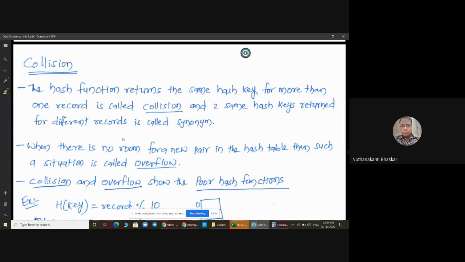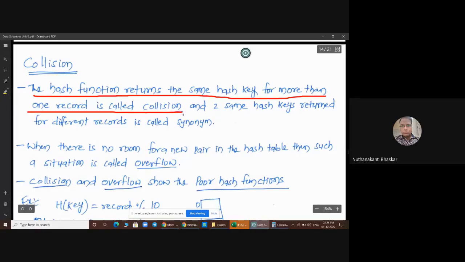Here I already told you what a collision is. What is the collision? Two values. The hash function produces the same hash value for two input data. Means two input data are trying to occupy the same room in a hash table, which is called a collision. So when the hash function returns the same hash key for more than one record, it is called a collision. Understand now, collision?